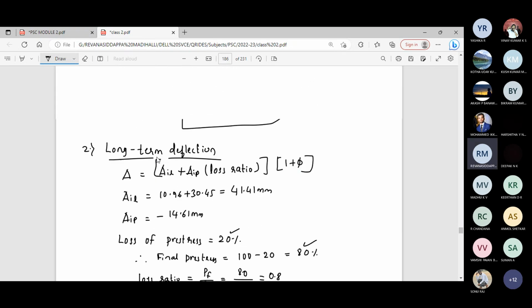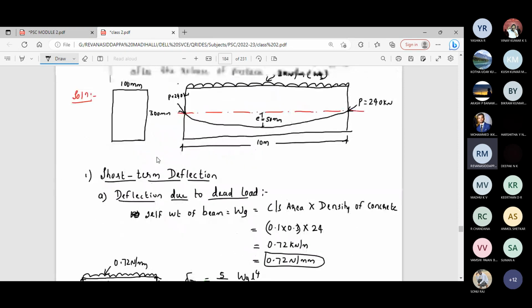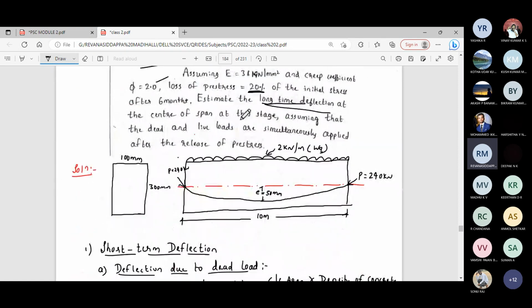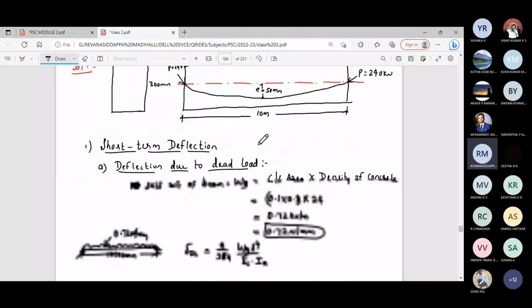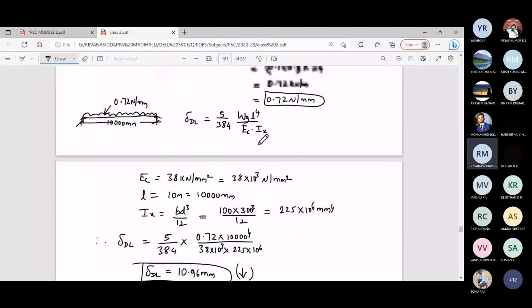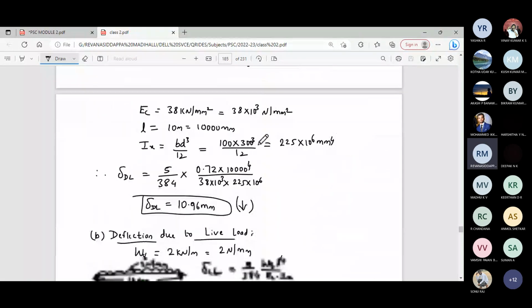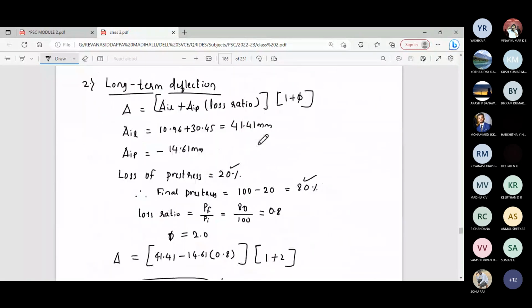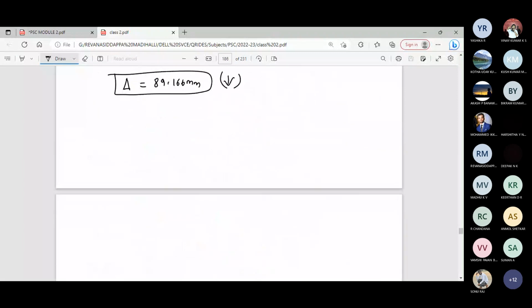Okay, so this completes the solution of this particular problem. If you have got any doubts at any point of calculation, you can ask, students. Any doubts here in the calculation? Okay, thank you.